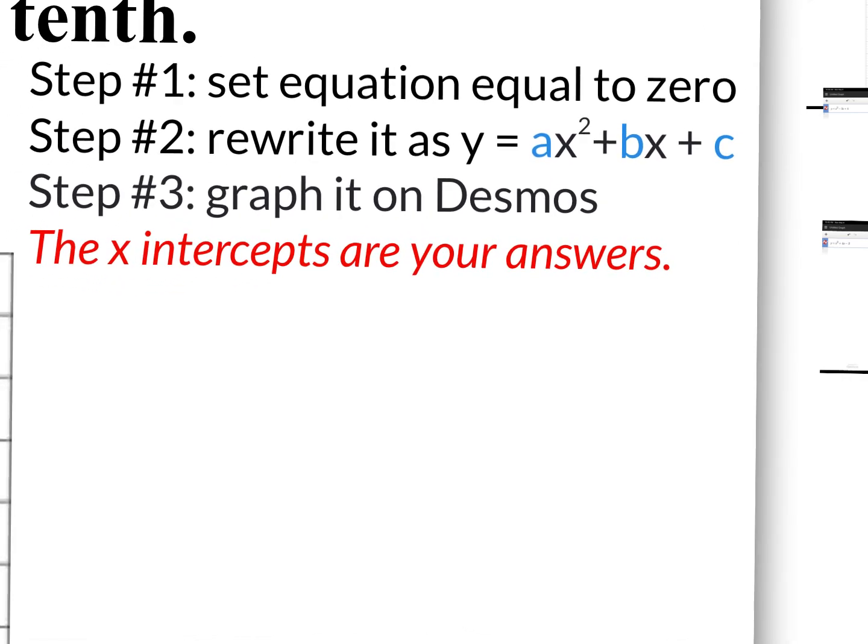Okay, so you want to first set the equation equal to 0. And number 2 is already set equal to 0. Step 2, instead of w's or b's or whatever, let's rewrite it as y equals a standard form quadratic, ax squared plus bx plus c. And this is what you type in. You graph it on Desmos. That's step 3. And then after you graph it on Desmos, just look at the x-intercepts where your parabola crosses the x-axis, and those will be your answers, right?